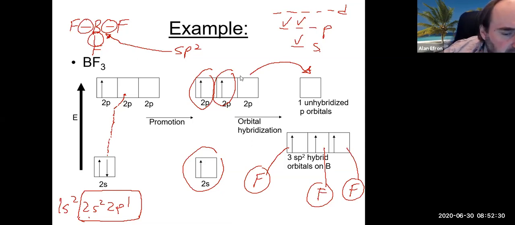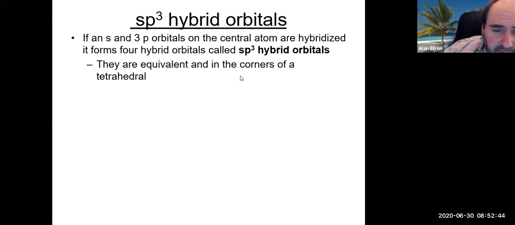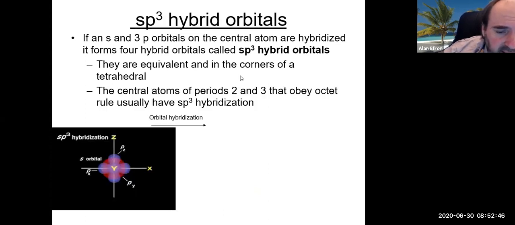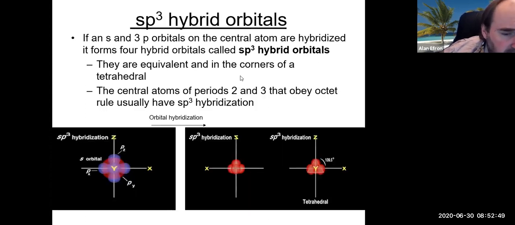So sp2 hybridization, if it does that, you should have 3 sp2 hybrid orbitals. And again, it goes with the electron pair geometry of trigonal planar. The next type of hybridization that we'll see is sp3 hybrid orbital.